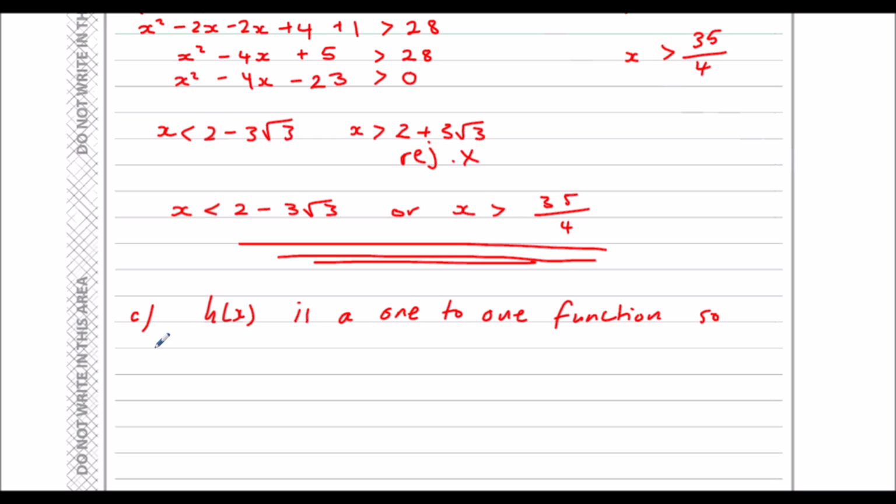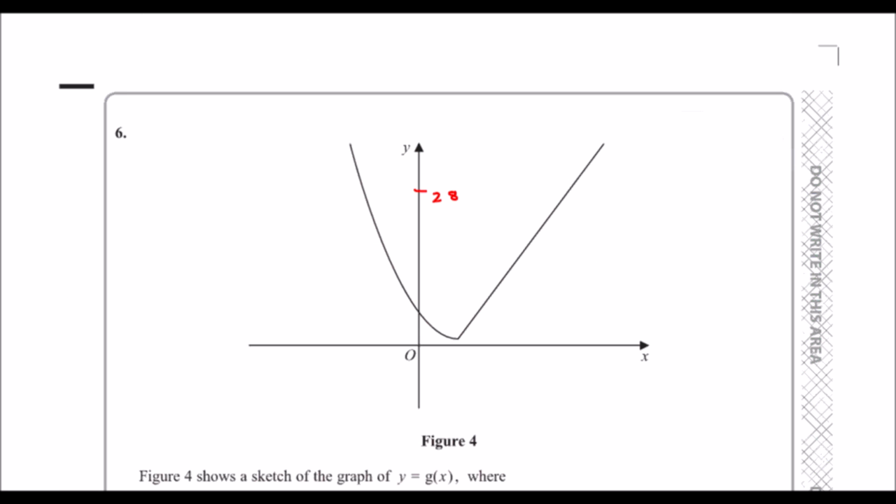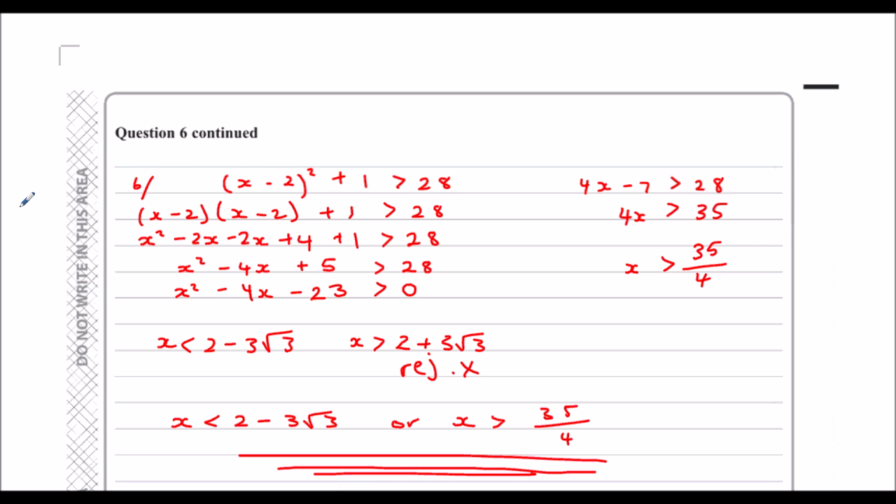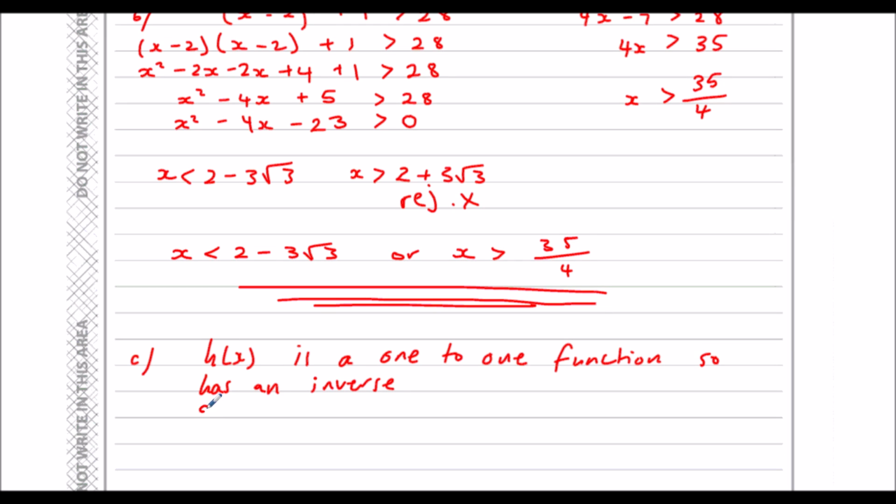So h has an inverse. And g of x is a many-to-one function, so g does not have an inverse.